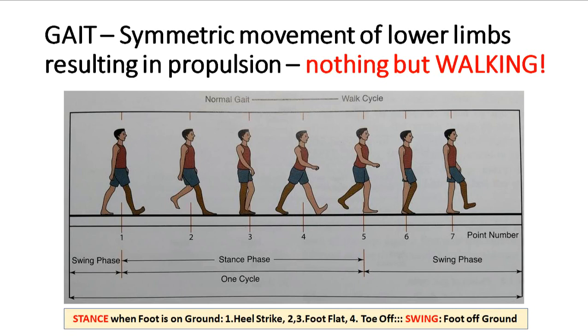So gait. For every person to move around, we need a gait. It's a synchronous forward and backward propulsion, the symmetric movement of the lower limbs resulting in propulsion. So it's nothing but walking. So we have the swing phase and the stance phase. Okay, so you see down there the swing and stance phase, the one cycle. Again, it goes to the swing and stance phase.